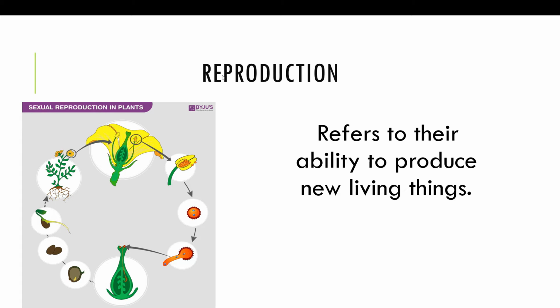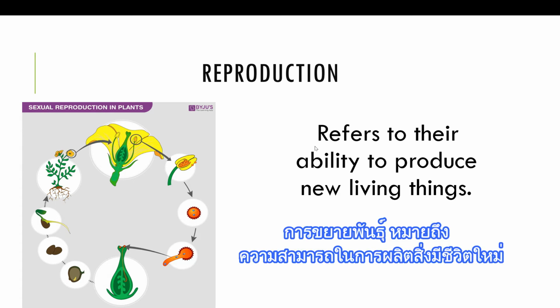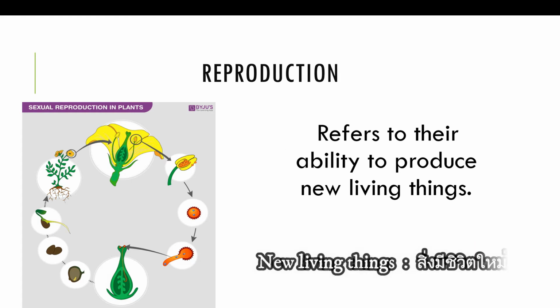Alright, today we will first define the meaning of reproduction. What is reproduction? Reproduction refers to the ability to produce new living things. If a living thing can produce another living thing, that is called reproduction. Do you know what living things can produce other or new living things?